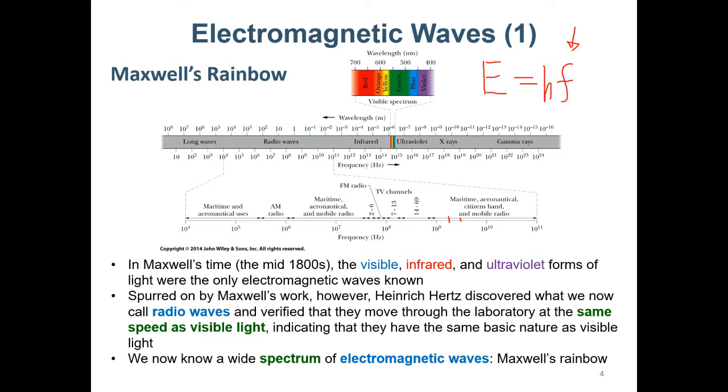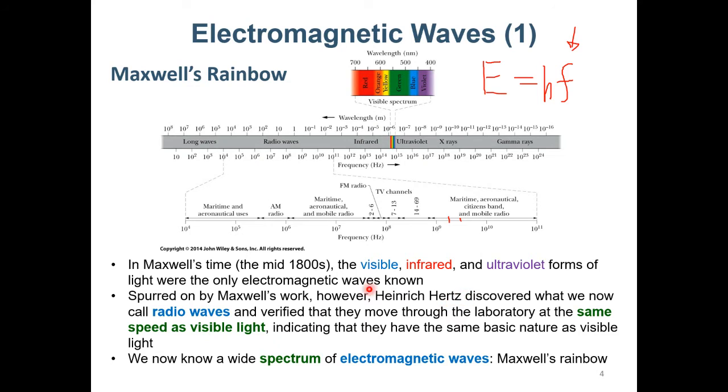So in Maxwell's time, around 200 years ago, actually mid 19th century, the visible, infrared, and violet forms of light were the only electromagnetic waves known. So at that time they only knew visible light, infrared and ultraviolet. Spurred on by Maxwell's work, however, Heinrich Hertz discovered what we now call the radio wave.